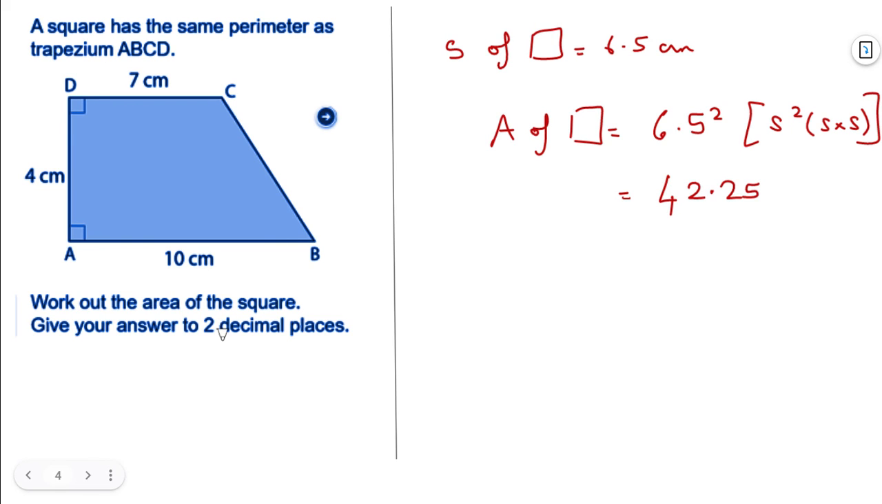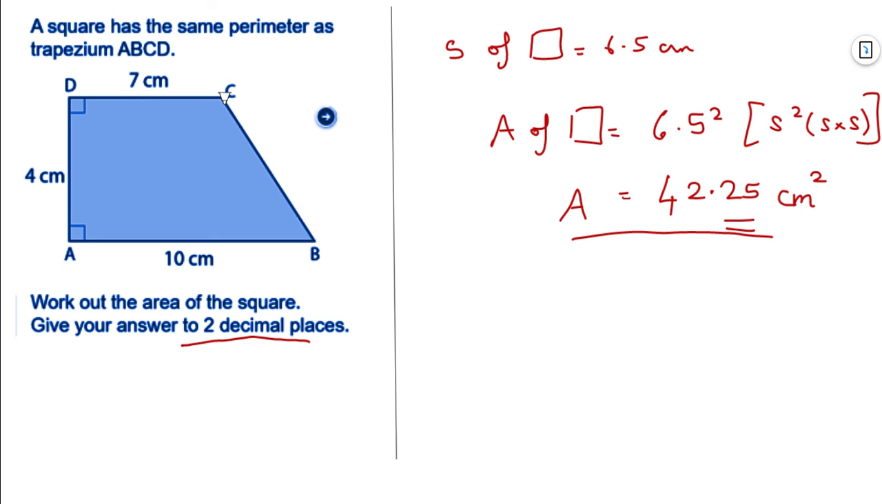42.25. The last part of the question says, give your answer to two decimal places, and we automatically have our answer in two decimal places. Make sure that you don't forget to write the unit. The unit of area is always centimeter squared. So my final answer for the area of my square is 42.25.